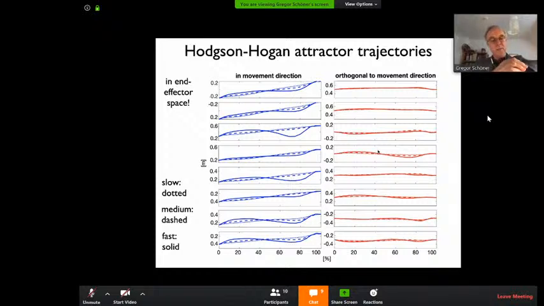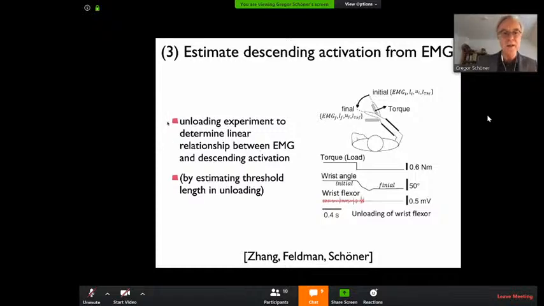I think I'm kind of okay on time, so maybe I can just hint at that third approach that we have developed. It is actually largely the idea of Li Zhang, who worked with Anatol Feldman on this. My role here is quite minor. So he said, can I actually use the EMG to directly estimate the activation? And I just hint at that.